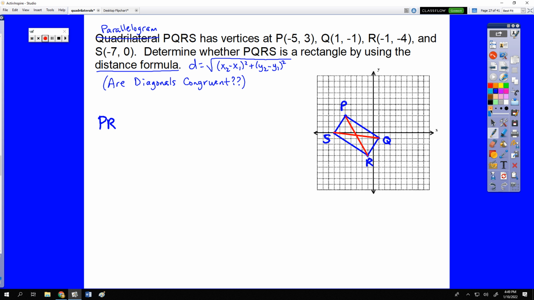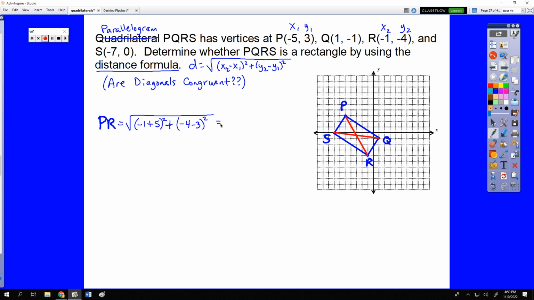Okay? So we're going to go in here and we're going to say P is going to be x1, y1, R is going to be x2, y2, and we are going to plug into our distance formula. So x2 minus x1 would be -1 minus -5, which really becomes -1 plus 5, quantity squared, plus y2 minus y1 would be -4 minus 3, quantity squared. Again, that's something you should be able to feed into your TI-30XS2 multi-views.